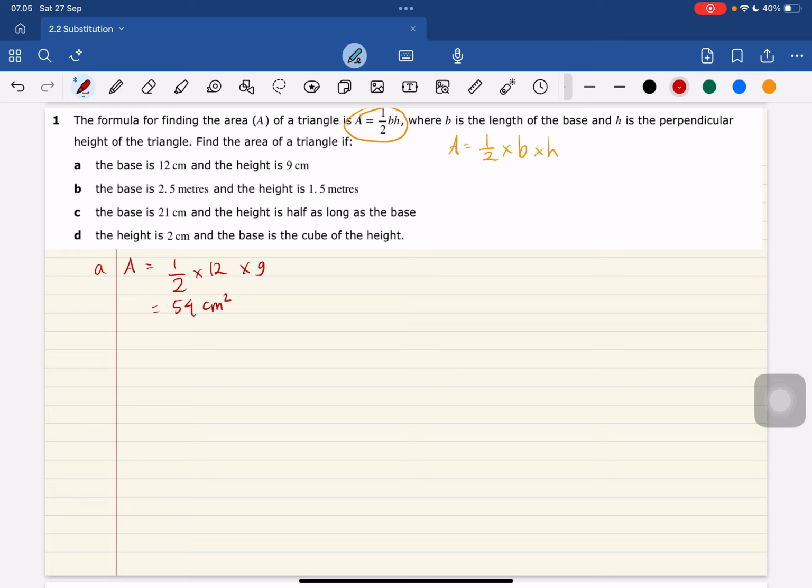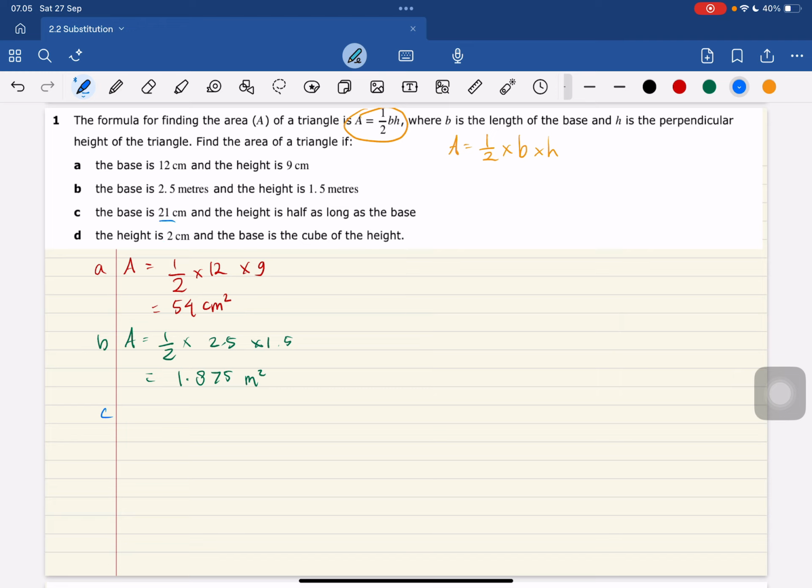Now the base is 2.5 and the height is 1.5. So we can write it here. For B, 1 over 2 multiplied by 2.5 and multiplied by 1.5. So this will give us the answer of 1.875 meters squared.